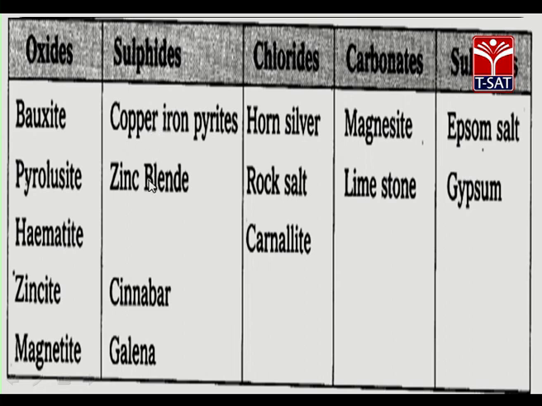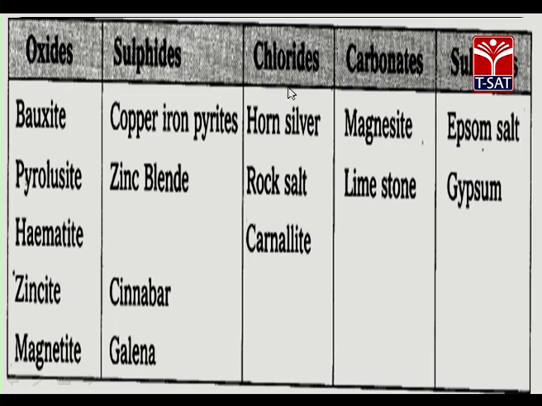Zinc blend, ZnS. Zinc is the metal which can be obtained from zinc blend and sulfur is the impurity. So, this is a sulfide ore. The same way cinnabar, mercuric sulfide. Here also mercury is the metal combined with the sulfur as an impurity. So, cinnabar is a sulfide ore. Galena, lead sulfide. Children, these are the examples of sulfide ores.